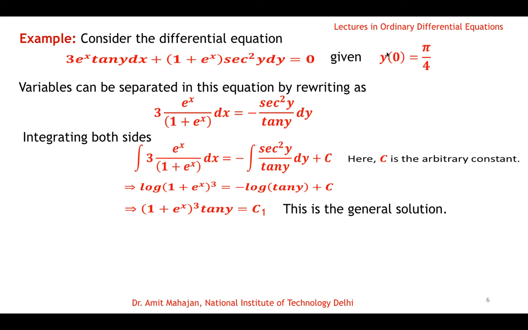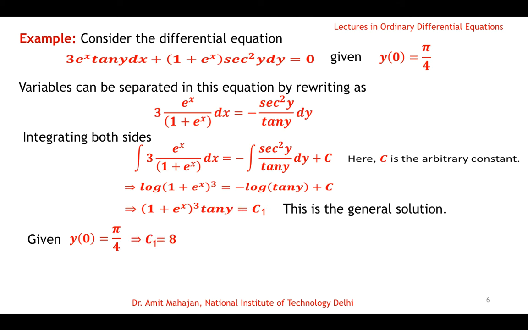Now we can utilize the initial condition which is given, that at x equals 0, y value is pi by 4. This condition will be used to calculate this arbitrary constant. Given y0 equal to pi by 4, we can substitute x value 0 and y value pi by 4 here, and calculate c1. So when x is 0, e raised to power 0 is 1, so it becomes 2 cube, 8, and tangent of pi by 4 is 1.